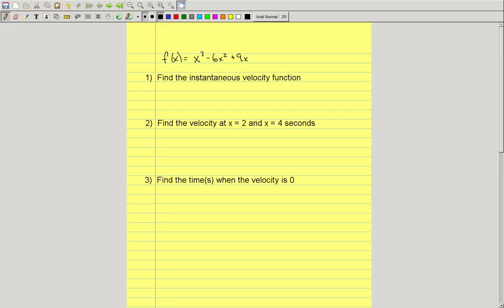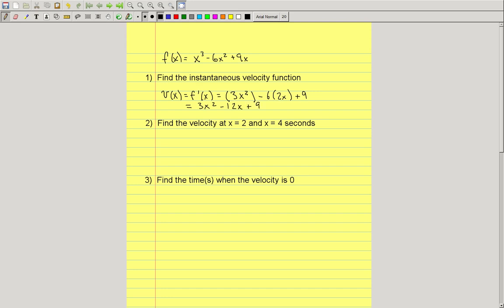So let's work this out. Our instantaneous velocity function is, of course, equal to the derivative of our function f. So we take the derivative of each of our terms, getting 3x squared minus 6 times 2x plus 9. And we can simplify this to be 3x squared minus 12x plus 9.